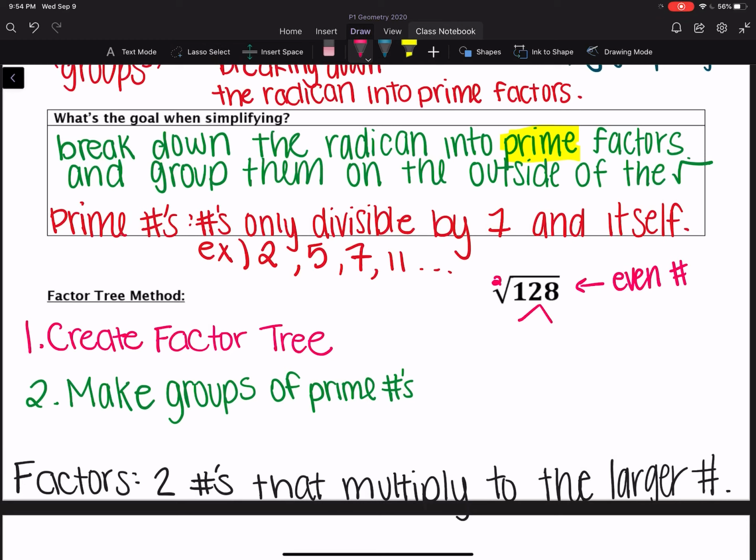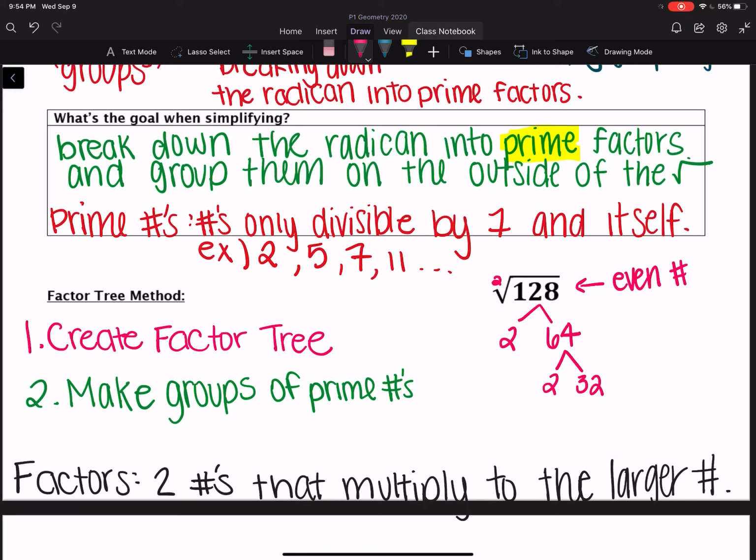So I know 128 can be divided by 2 because it's even, and when I divide it by 2, I know that 2 times 64 gives me 128. 2 is a prime number, so I'll stop on the left side. If I want to go to the right side, I can look at the number 64. That's also even, so I can go ahead and divide it by 2 again. If I divide it by 2, we get 32, and I can always check it. 2 times 32 gives me 64.